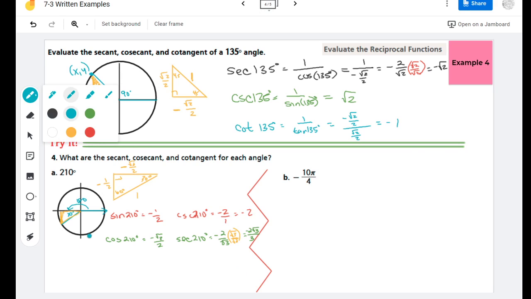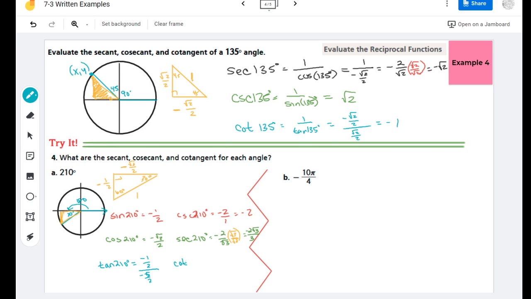Now I'm going to do my tangent kind of the same way. When I go to do the tangent of 210 degrees, it is my sine divided by my cosine, so negative 1/2 divided by negative root 3 over 2. But I'm not going to go through all the calculation for it because I'm going to have to rationalize, and I don't want to have to do that twice. Don't freak out about that.